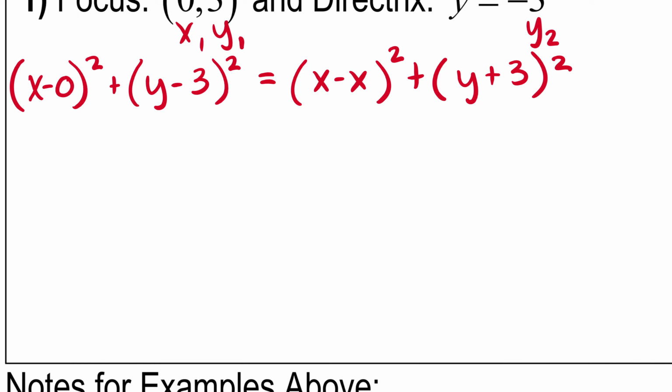But look at this first one right here. So I have x minus 0. That's just x, right? The 0 doesn't do anything, so I don't have to do anything there. I just write x squared. Because x minus 0 is x, and then that's it.